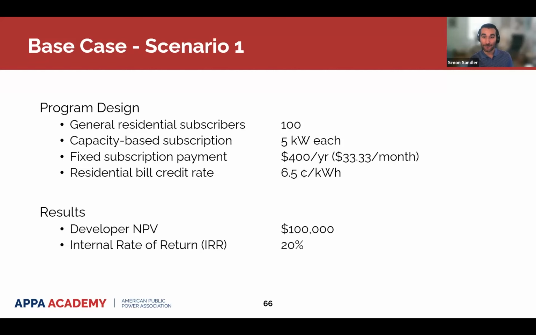So now we're going to start playing with all those characteristics of the different customer classes and how much they pay and how much they get credited, to show how that affects and changes from this base scenario.